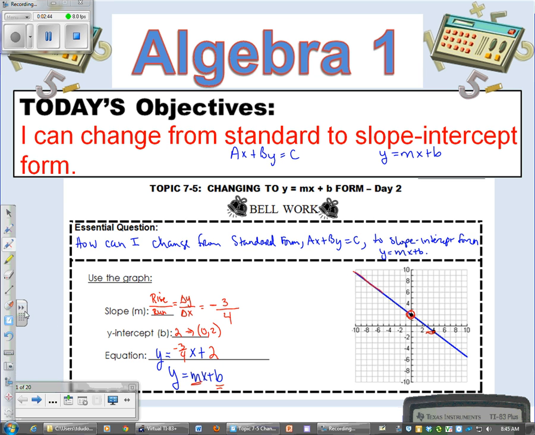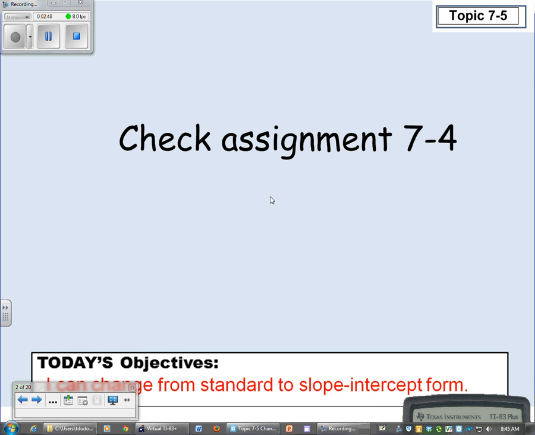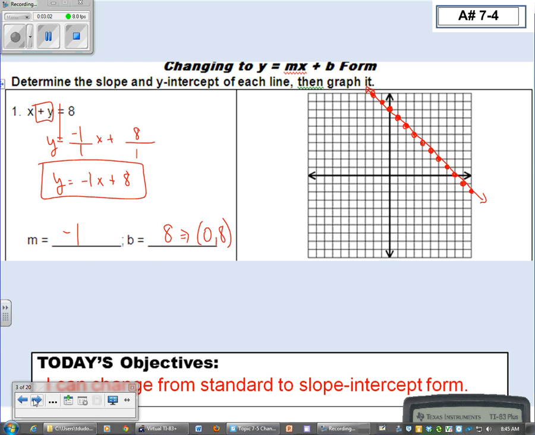Before we move on to today's lessons, we're going to check yesterday's assignment. So if you have your assignment, if you don't have your assignment, pause the recording right now, get your assignment out, and then I'm going to go very fast, so you'll need to pause if you want to check something. Problem 1, when you solve, we get y equals negative 1x plus 8. The slope is negative 1, and b, or the y-intercept, is 8.